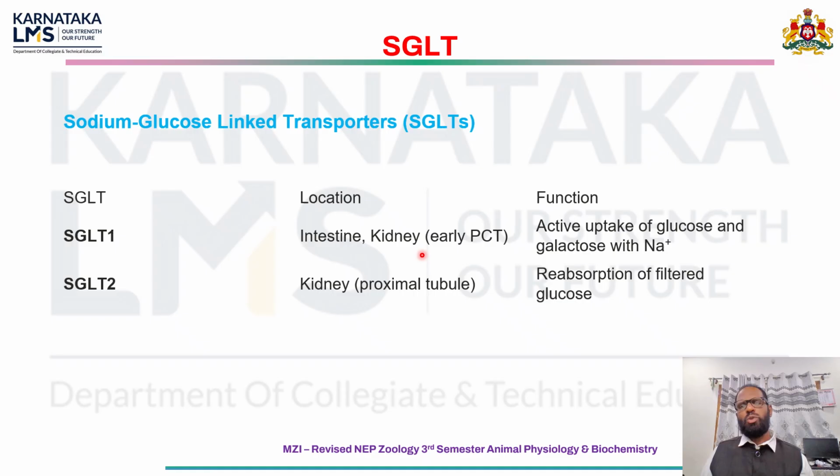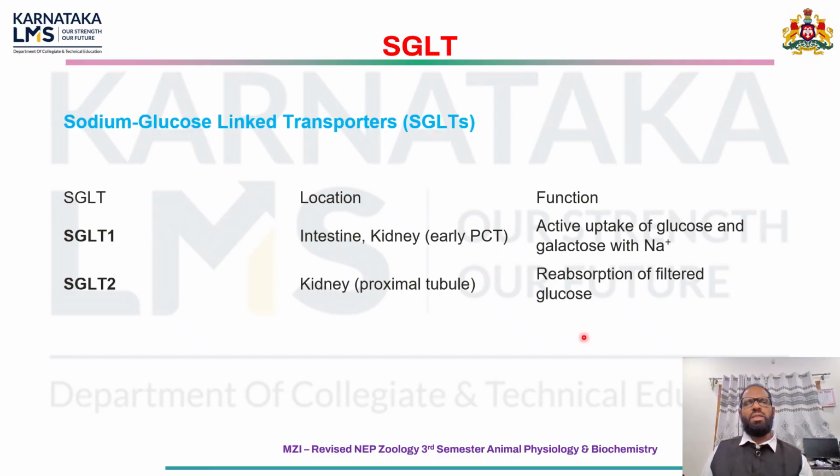Here you will find that the sodium will come out of the cell, and there is an entry of the glucose molecule. That's why they play this type of role. The second type of SGLTs are called SGLT2, and these SGLT2s are generally present in the kidney. These transporters are mainly responsible for the reabsorption of the filtered glucose.